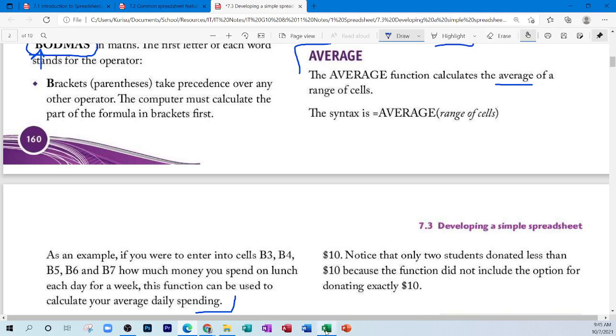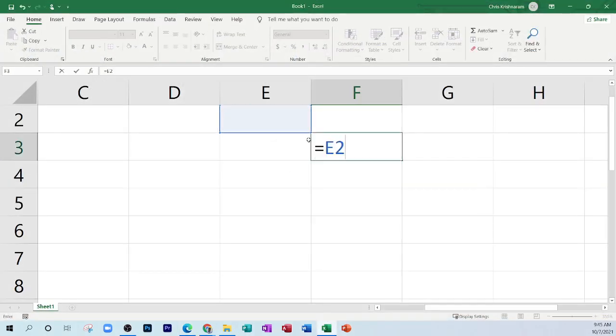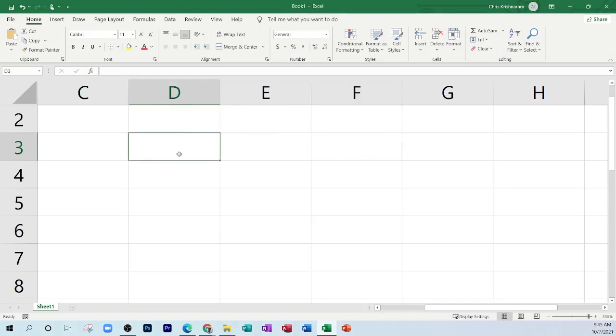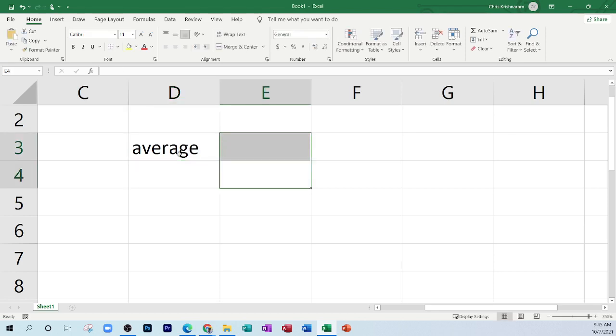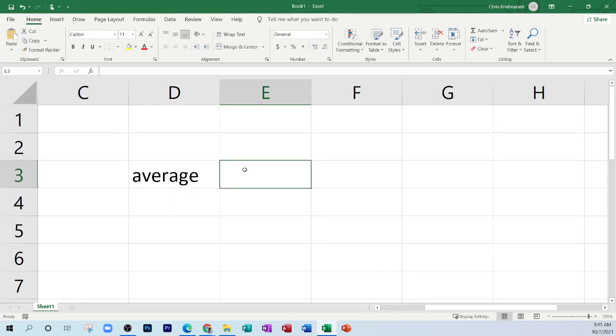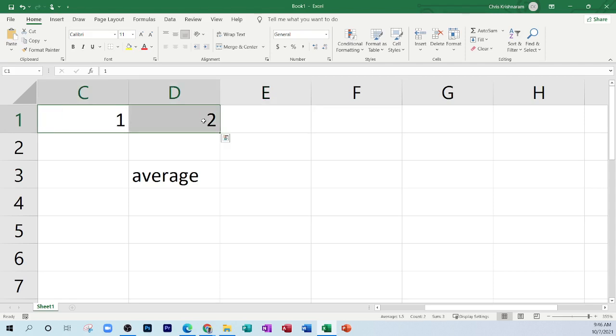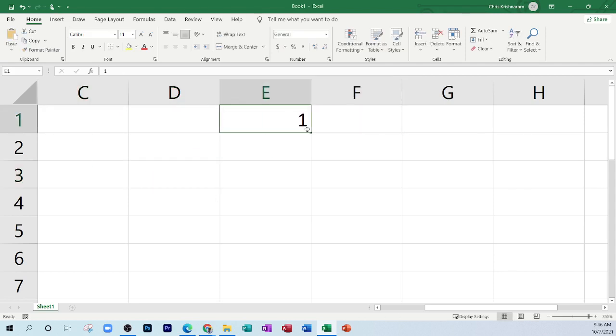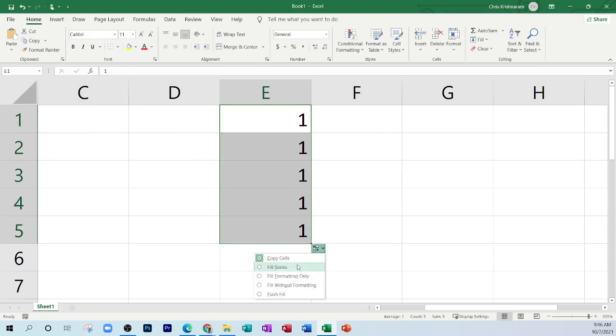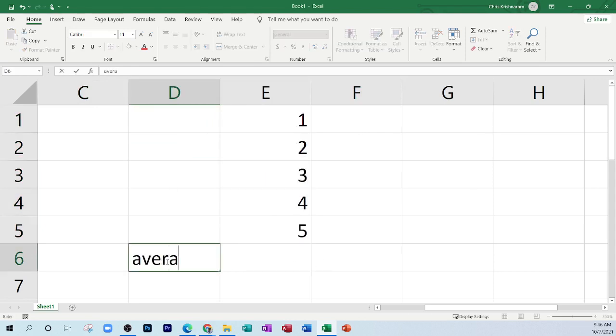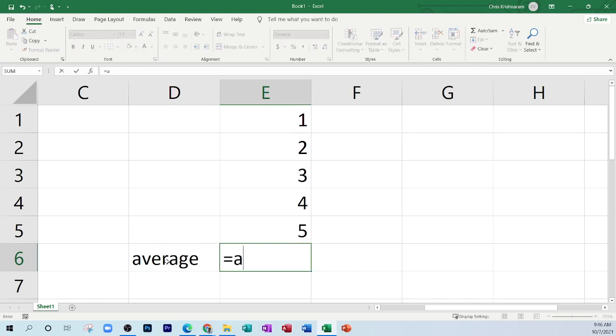So let's look at an example of using average. If I can spell average. So let's put in some values. Well, it should bring it down. And then fill. Good. So we're going to use average on that. So equal sign, the name of the function.